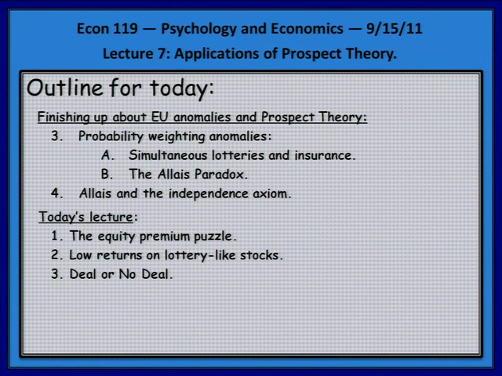So last time we didn't quite get finished. Actually, we didn't at all get finished talking about anomalies that can't be explained by the expected utility theory of Daniel Bernoulli and von Neumann and Morgenstern. So we're going to finish up with that, and what I'm doing here is building up the components of prospect theory, sort of anomaly by anomaly.